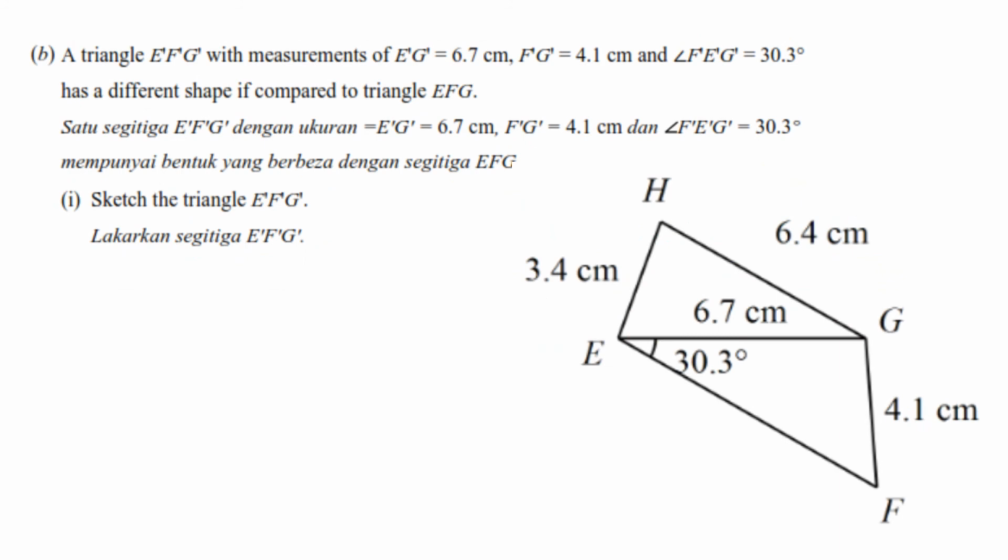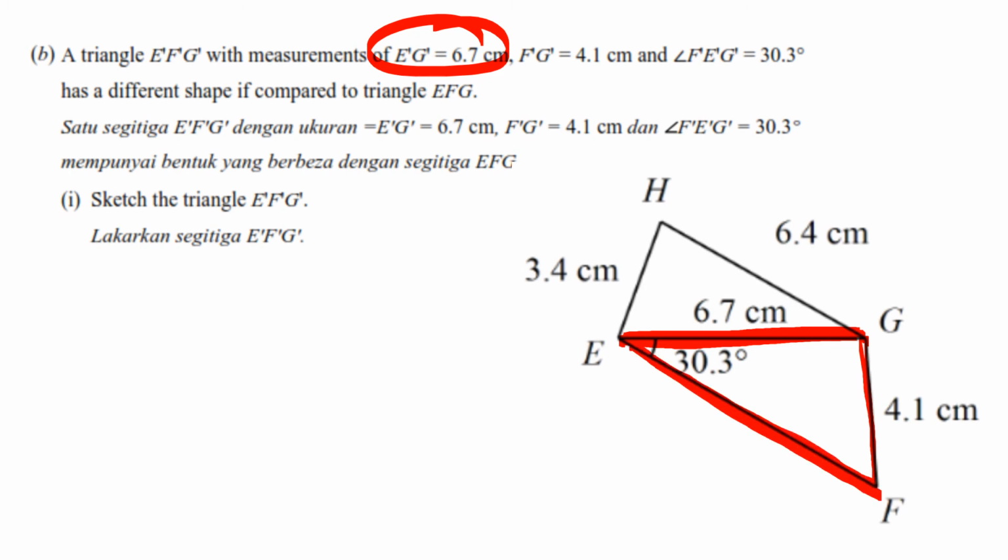Right. Part B. This one says a triangle E prime, F prime, G prime with the measurements of E prime, G prime. Where is E prime, G prime? Okay, let's look into here. E prime, G prime is 6.7. This one never change. Okay, E prime, G prime, 6.7 never change. And F prime, G prime, 4.1. Okay, this is another line. This one also never change. Okay, an angle of F prime, E prime, G prime is 30. F prime, E prime, G prime, and this is this. The angle also never change. But now you can see that the one that I draw is EG, GF, and EF.